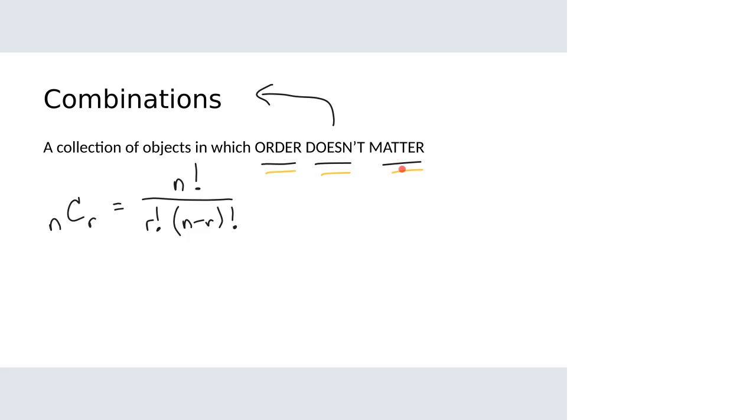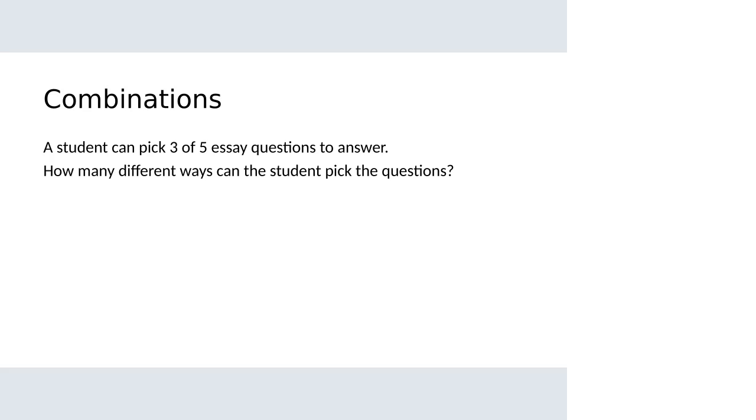Let's look at one of these. A student can pick 3 of 5 essay questions to answer. How many different ways can the student pick the questions? Notice, the student's not putting them in a certain order. They're just picking. And each question is either going to be picked or it's not. It doesn't matter which one gets picked first or second or third. And so that's what tells us that order doesn't matter, and we have a combination.